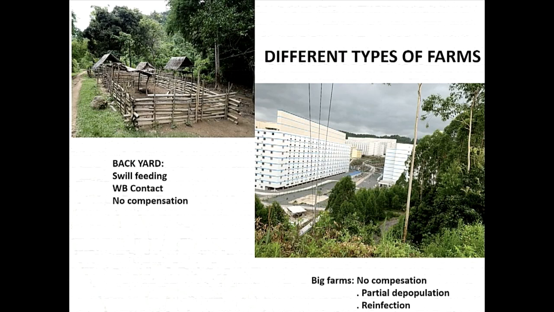The other point that I want to tell you is the main difference I see in Asia in general between the backyard and the industrialized farm. In the backyard, the big problem why the disease is continuing is swill feeding, the contact with wild boar, and the lack of compensation. But in the big farms, most of which have very good biosecurity, the problem we found is no compensation. That means millions of pigs, what do you do with all these pigs without compensation? So what they try to do, and more people every day are trying to do that, is to play a game with the virus. So they go to partial depopulation.